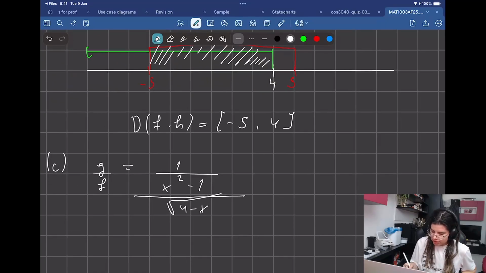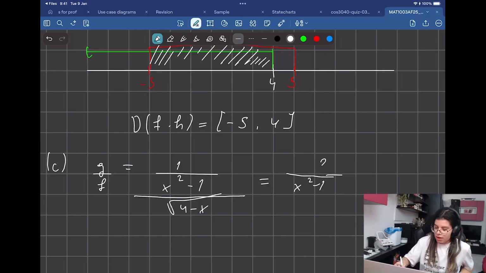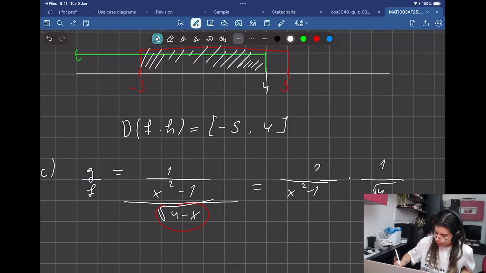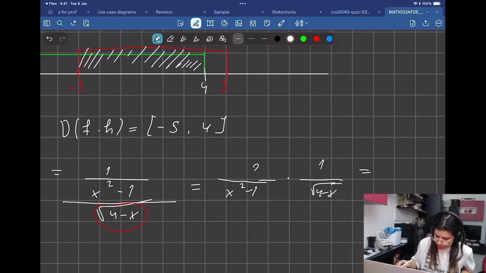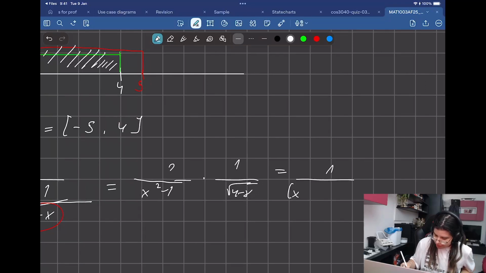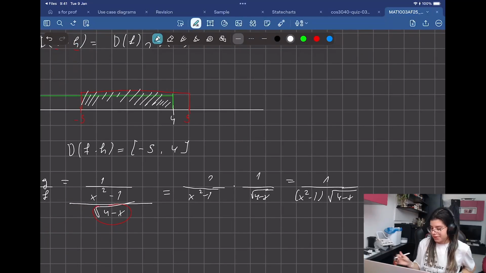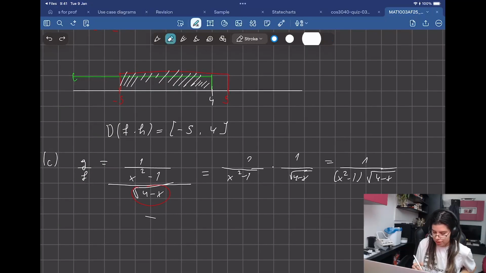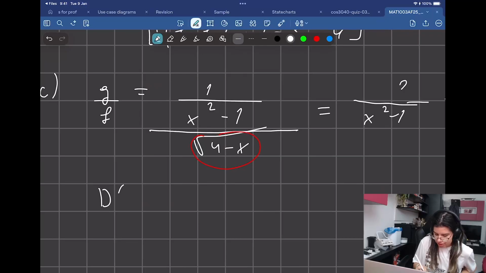Now here, I guess the only simplification I would do, but you don't even have to, is I would just rewrite this as 1 over x squared minus 1. And you know how whenever you have a fraction divided by something, it's the same as multiplying by the reciprocal of this, which would be 1 over square root of 4 minus x. And then I can just combine, and it's going to be 1 over x squared minus 1 times square root of 4 minus x, like that. But you don't even have to do this. I just get annoyed by composite fractions, so that's why I simplified it, but you don't have to do it, right?